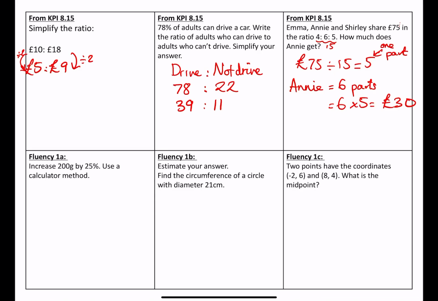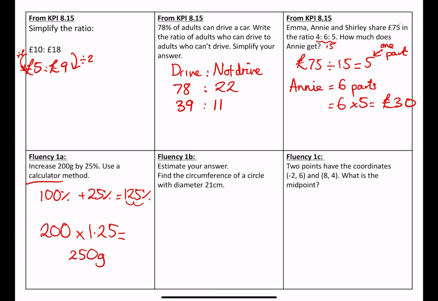Okay, so increasing 200 grams by 25% using a calculator method. You need to remember that when we're increasing something, we've got 100% of it, and then we add 25% more. That means we end up with 125% of the amount. When we're finding a percentage of amount, we use a decimal multiplier. We just divide it by 100. That gives us 1.25. So we do the original amount, 200 times 1.25. I'll stick that in my calculator, 200 times 1.25. I get an answer of 250 grams.